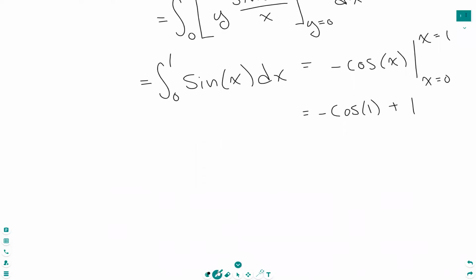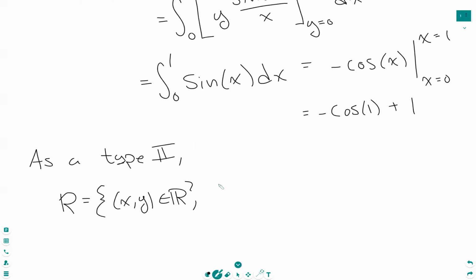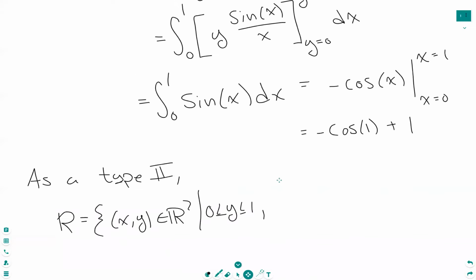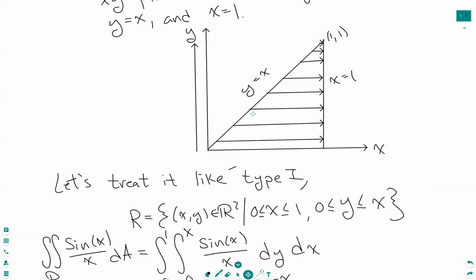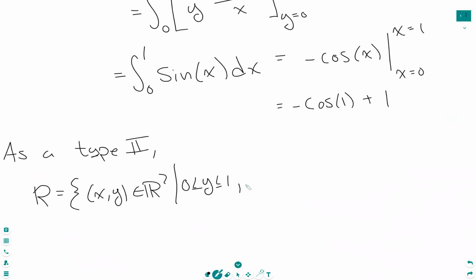So as a type 2, our region is the set of all points in R2 such that y now goes from 0 to 1, but x goes from the value y on the hypotenuse all the way to 1. So here we go from y to 1.